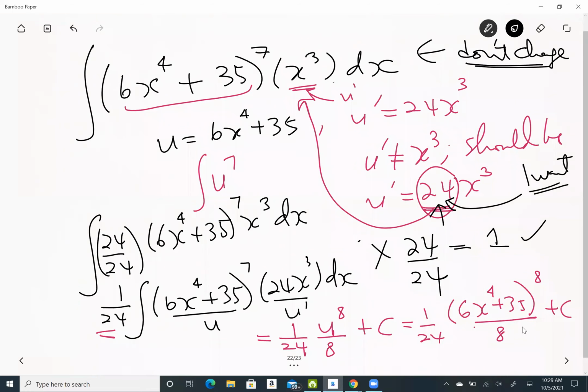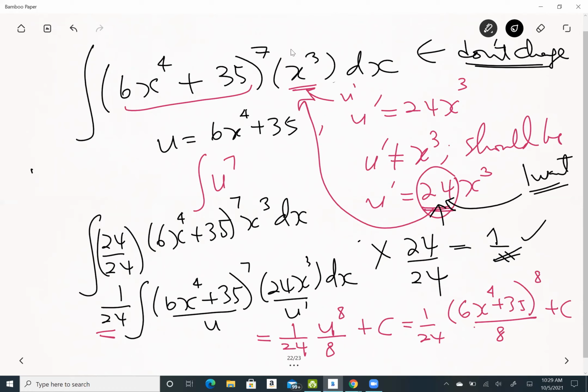Now, why can we multiply by 24 over 24? Because 24 over 24 is equal to 1. Okay? Now, you can multiply by whatever, so that you get the u prime, if we multiply by a ratio of two constants, the same constant. So here I want 24. I multiply by 24 over 24.